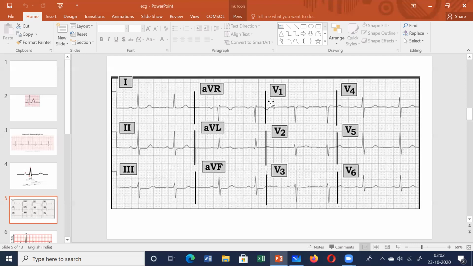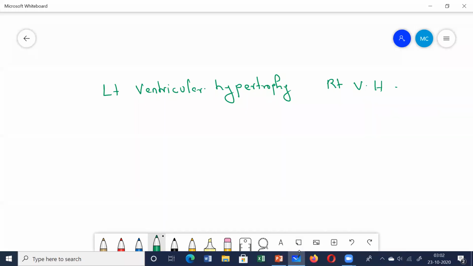So these terms we'll discuss again in detail. If there is a right bundle branch block, or if there is a hypertrophic cardiomyopathy, it will result in tall R waves in V1. Just write it down here. So what are the causes of the tall R waves in V1?